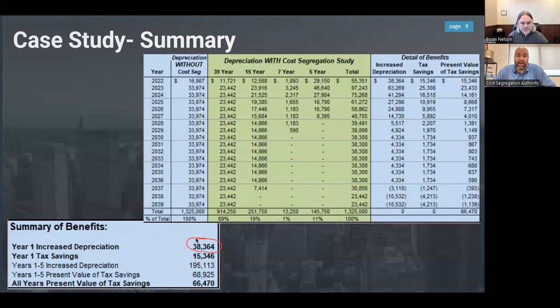So you can see here in this example, by increasing depreciation in the first year by $38,000 at a 35% tax bracket, that creates a $15,000 tax savings. That's just in year one. Over the first 5 years, we create a $68,000 tax savings when you add it all together. So pretty straightforward, basic cost segregation. Just wanted to share that example with you.